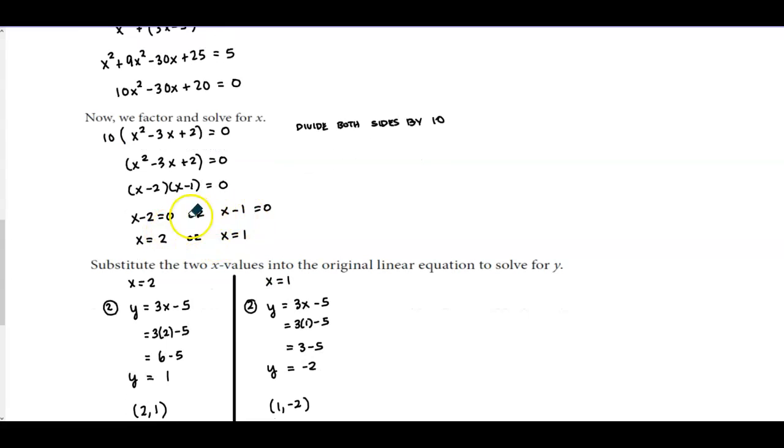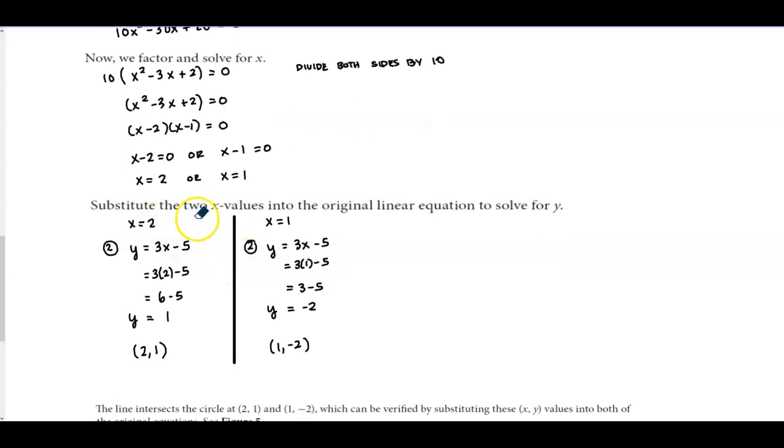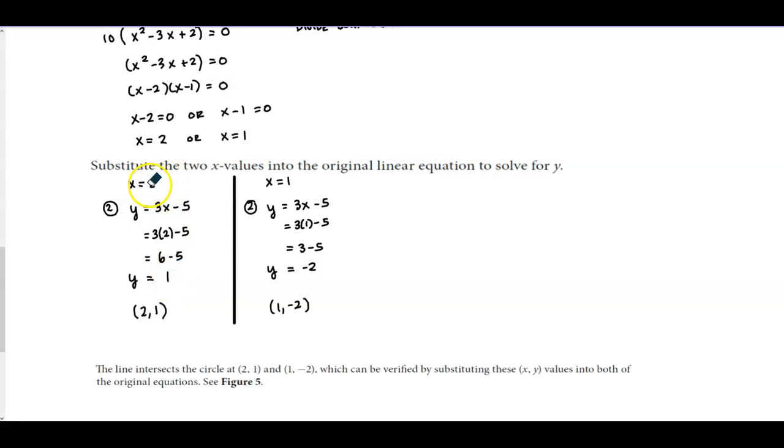Solving for x for both of them, we get x is equal to 2, or x is equal to 1. Now we're going to substitute the two values into the original linear equation to solve for y. When x is equal to 2, we plug it into equation 2. So y equals 3 times 2 minus 5, and 6 minus 5 equals 1. So the value for x in this ordered pair is 2, and the value for y is 1.